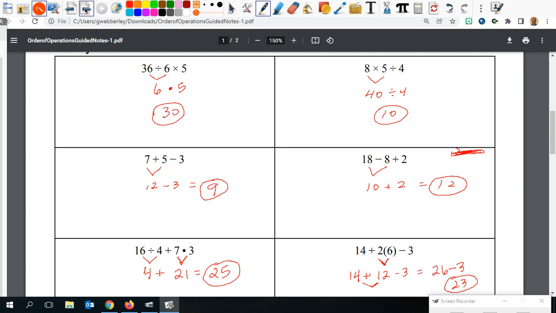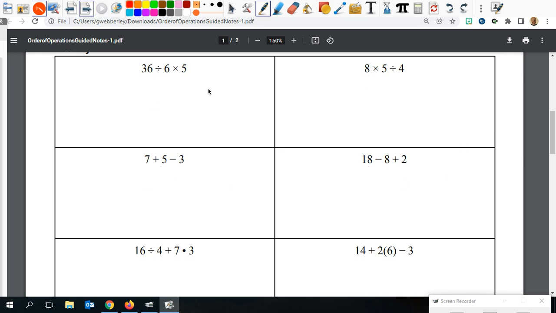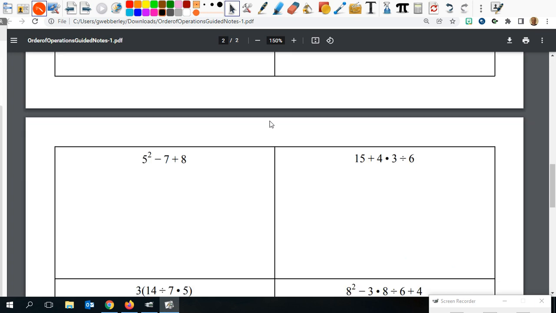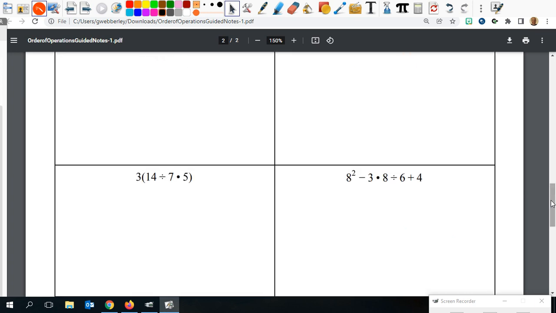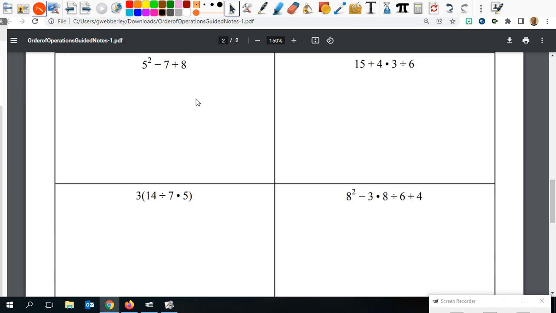All right. Let's move to another side here, the second side. Okay, so for this one up on the top, we don't see any parentheses. What we do see is an exponent first.